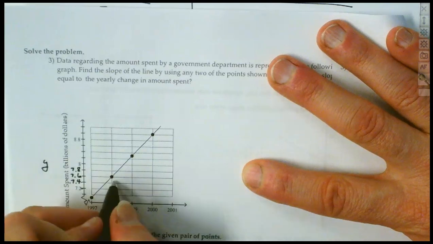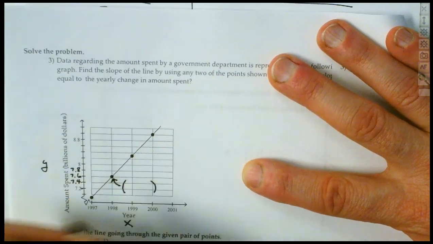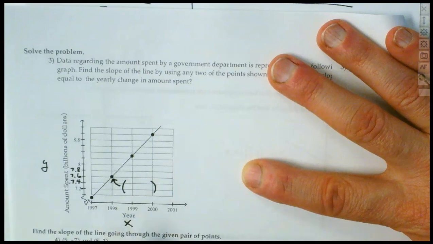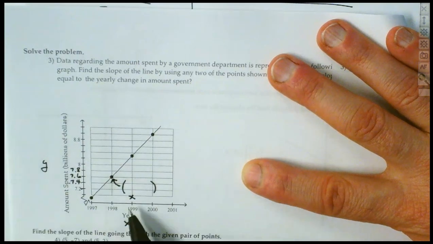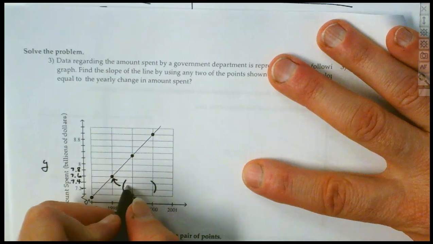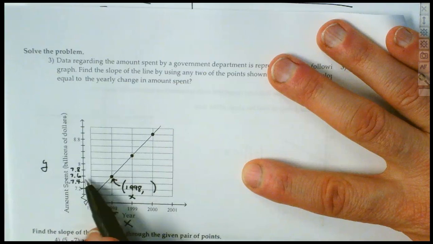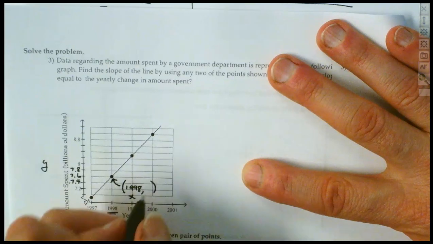So if I was trying to find this point right here as an ordered pair, what would it be? As an ordered pair, remember your X goes first. So the X in this ordered pair would correspond to what? If I look at my X value, it looks like that X is 19 what? 1998, right? So that's going to be 1998. And then what's the Y value? How many billions are spent? Well, it looks like it's going to be 7.6.